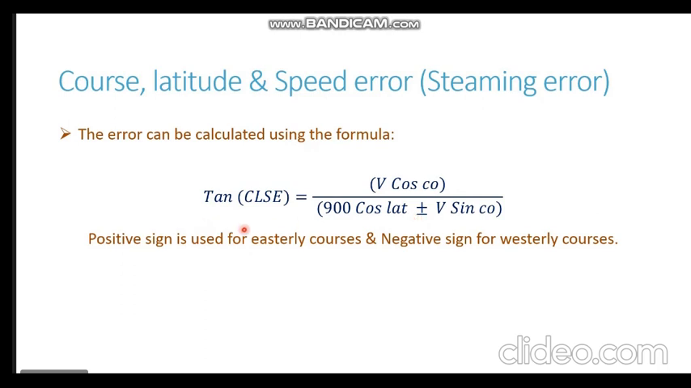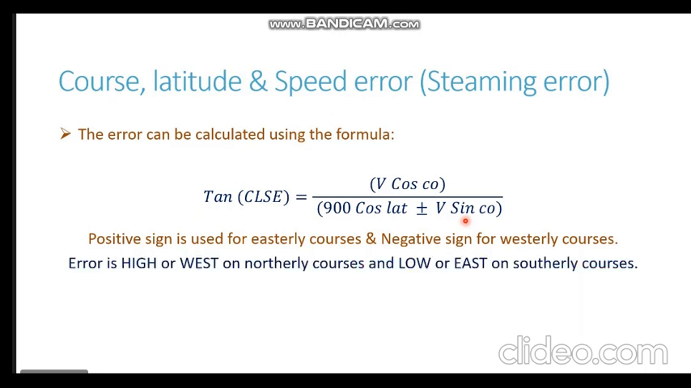When we apply this formula, we will be able to calculate the magnitude of the course latitude speed error, or the steaming error. Now, how do we find the sign of this error, whether it is east or west, or in other words, whether the error is low or high? This is checked by the northerly or southerly component of the course.